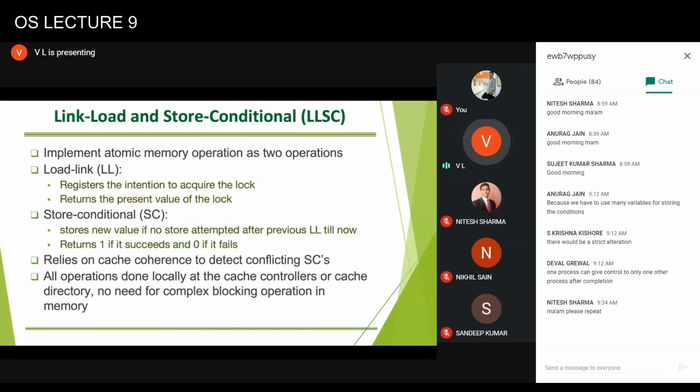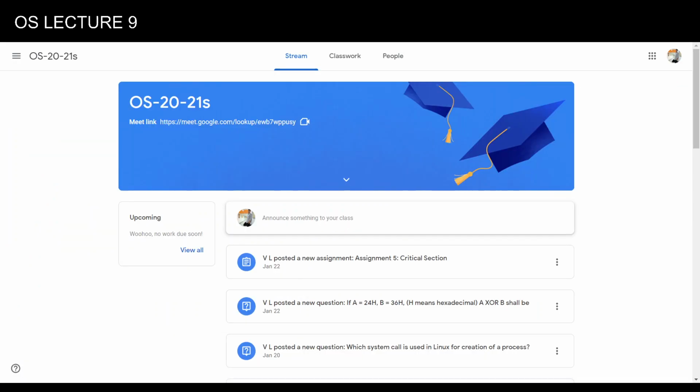Now, load link and store conditional. Basically, this is a pair of instructions, and each of these instructions is executed atomically. What load link does is read a value from the memory to the register, and then return that value to the calling process. And what store conditional will do is store the new value if no store was attempted after the previous load link. It returns 1 if it succeeds and 0 if it fails.